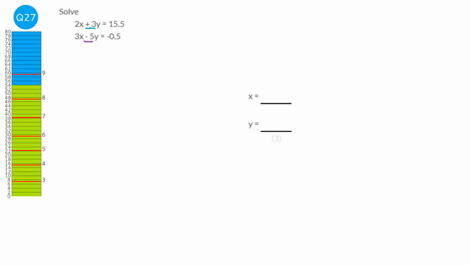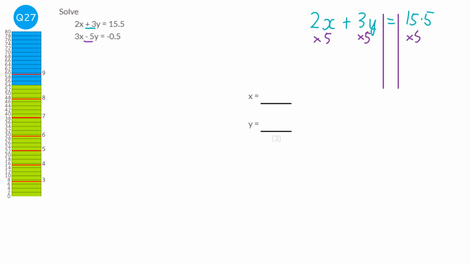So what I'm going to do is just write out the 2x plus 3y equals 15.5. I'm just going to write that out, and we're going to just multiply everything by 5 because I want to make that coefficient of the y to be 15. And so that's going to be 10x plus 15y equals 77.5.